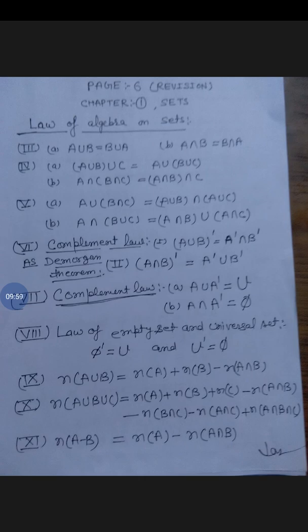The seventh part is the complement law: A union A dash always gives the universal set, and A intersection A dash is always equal to the phi set. For the law of empty set and universal set, phi dash is equal to the universal set, and universal dash is equal to phi.